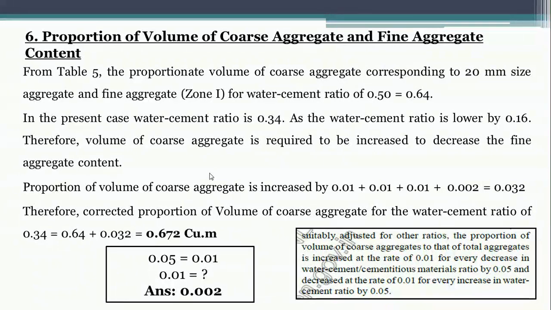I hope you understood this step. This is a very important step also. In the table it is given for 0.5 water cement ratio. Based on whatever water cement ratio we got, we have to make some adjustment on the right hand side, that is, the volume of coarse aggregate. In this case our water cement ratio is decreased by 0.16, so on the right hand side you have to increase it by 0.032. How you got 0.032 I have explained already. So for 0.34 water cement ratio, the volume of coarse aggregate is 0.672 cubic meter.